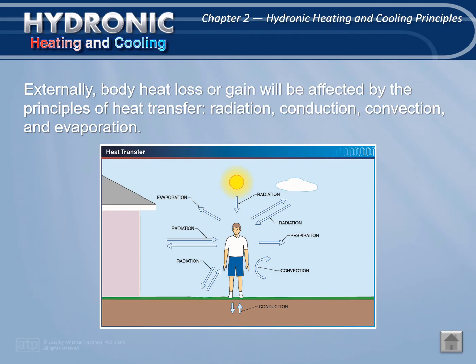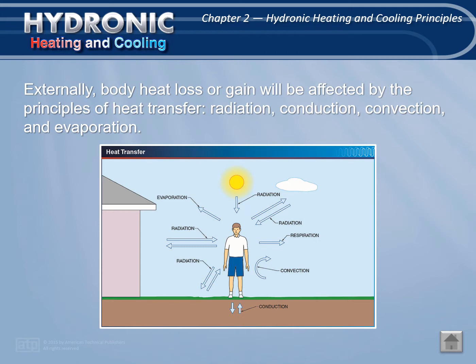Heat transfer is the flow of heat from one object or substance to another. It occurs because of the difference in temperature. For example, because of the difference between the temperature of a person's clothing or exposed skin and that of the air, heat flows from the warmer object or substance to the cooler one.